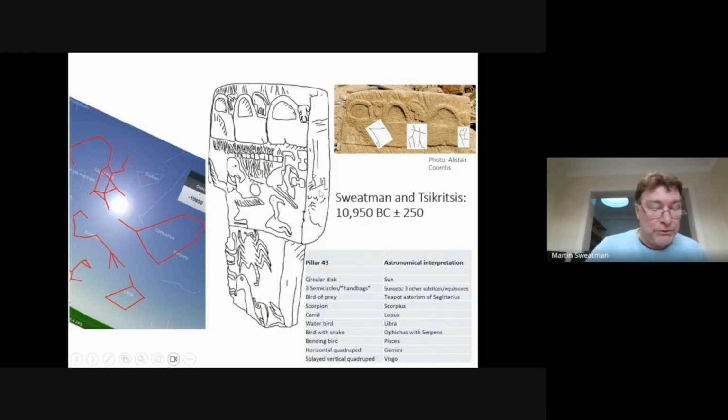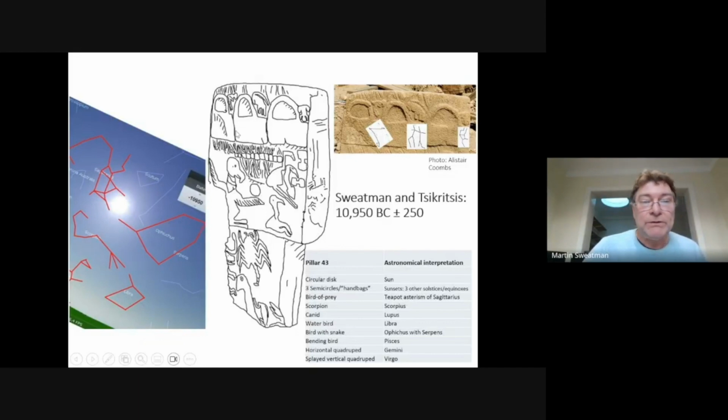And again, if our hypothesis is right, we expect to see Ophiuchus struggling with his giant serpent over here, but what we find instead is a tall bird struggling with a snake. So that's a partial symbolic match. But the shape of this symbol here is not that dissimilar to our Ophiuchus constellation.